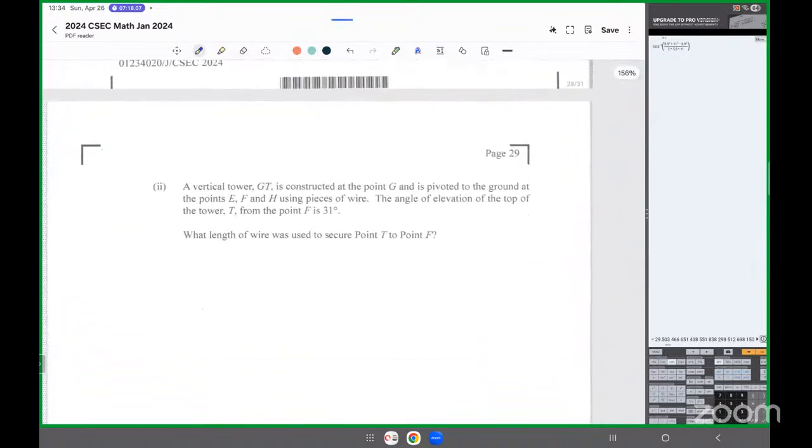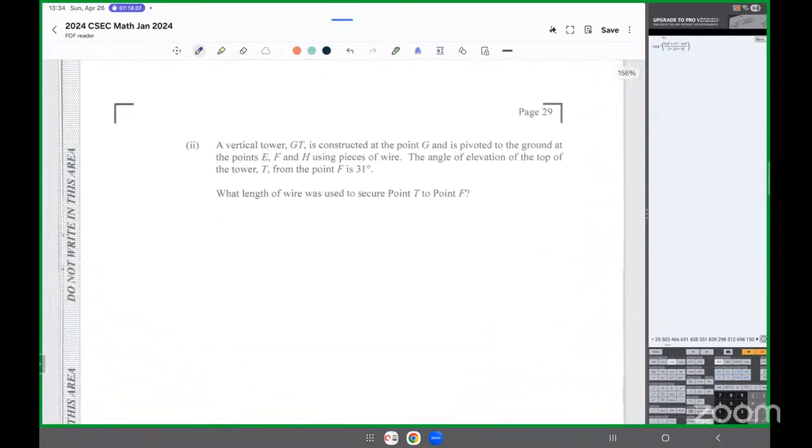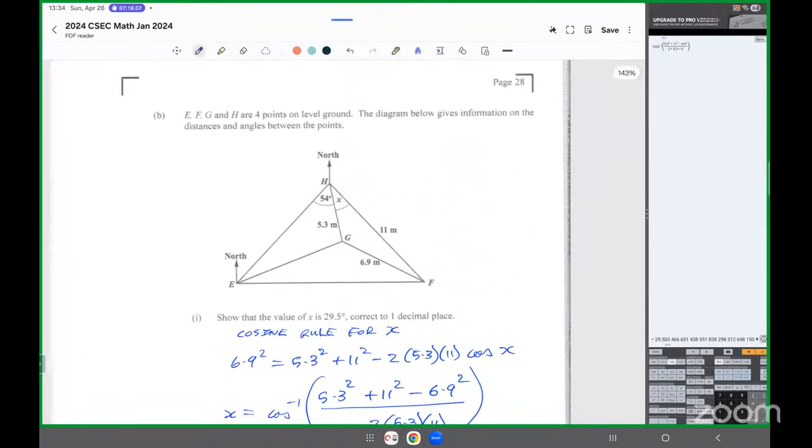They said a vertical tower GT is constructed at the point G and is pivoted to the ground at the points E, F, and H using pieces of wire. So like a light pole, and they bring wires down to those points on the ground, right? To keep it vertical and keep it steady. He said the angle of elevation of the top of the tower T from F is 31 degrees. See it here now? From F is 31 degrees.